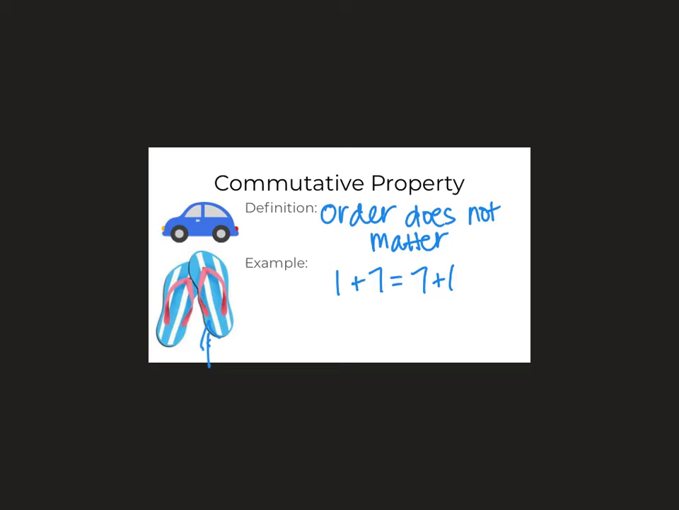Or 2 times 3 equals 3 times 2. Remember, you should be taking some notes on these so you can remember them. You're going to have to be able to use these properties and identify them when we do our practice. So this is the flip-flop rule, the commutative property.